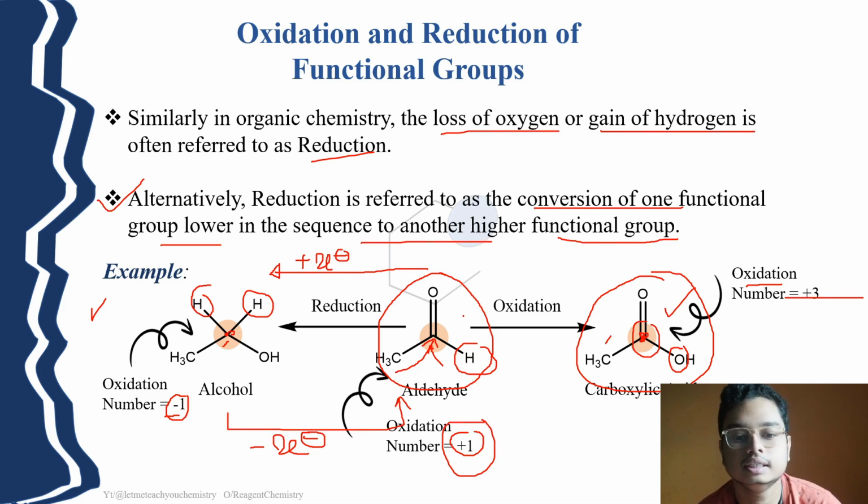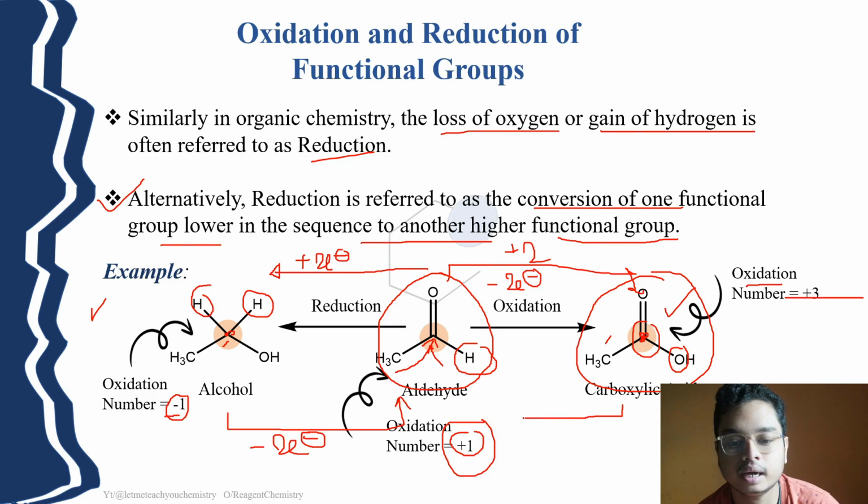Similarly, if we see here that in this particular aldehyde, it goes from +1 to +3. That means the increase in oxidation state is +2. That means this particular aldehyde will lose 2 electrons to get this particular structure. That means oxidation takes place.